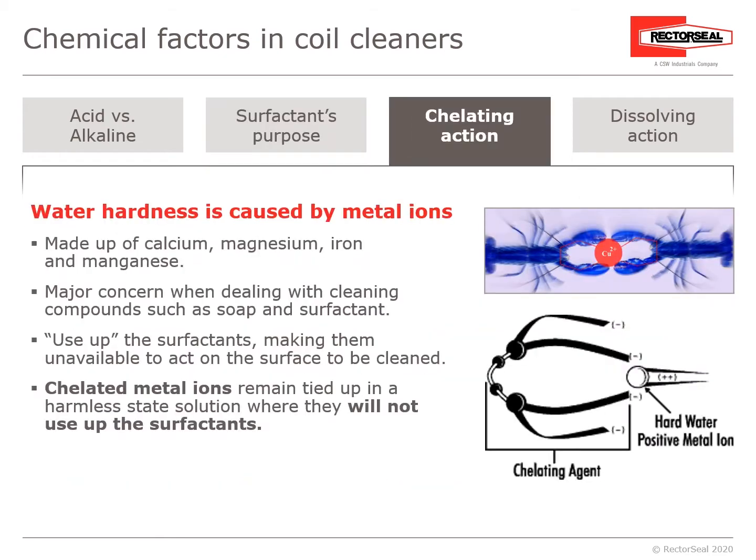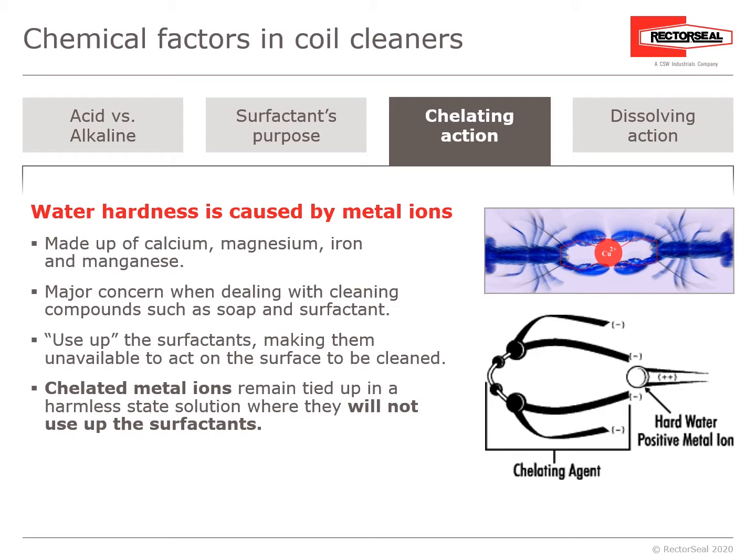The third factor in coil cleaners is the chelating action. Water hardness is caused by metal ions. Those are made up of calcium, magnesium, iron, and manganese. A major concern when dealing with cleaning compounds such as soap and surfactant is that the water hardness uses up the surfactants, making them unavailable to act on the surface to be cleaned. Remember, the surfactant is the cleaner's ability to wet the entire surface, allowing the cleaner to seep in and suspend the dirt. You do not want to have these metal ions tying up the surfactants, preventing that from happening.